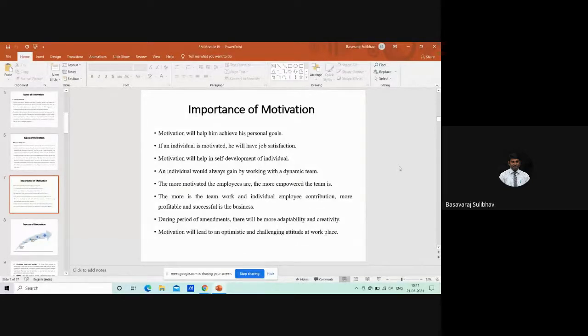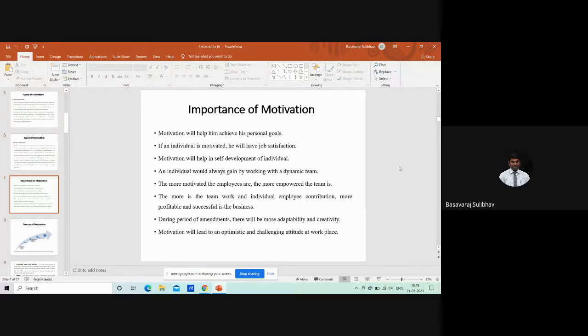Fine. So an individual would always gain by working with a dynamic team and satisfied employees. Someone who wants to develop himself always looks into gaining more and more knowledge and acquiring skills on the job. It can be possible by inculcating the knowledge and skills exhibited in the team by the other members. So highly motivated individuals always gain by working with a dynamic team. This can be gained, right?